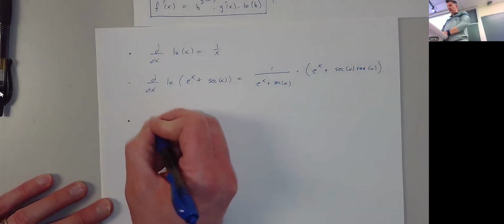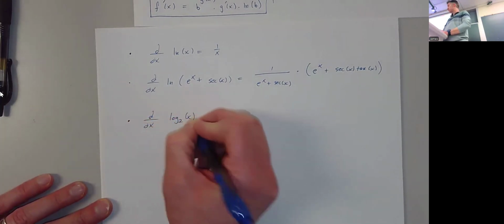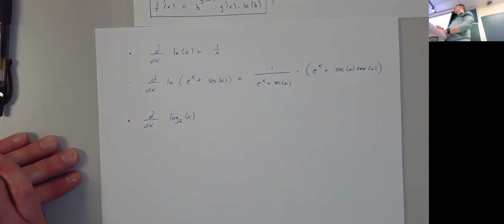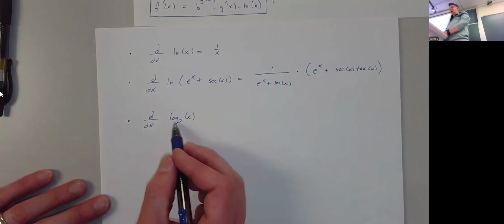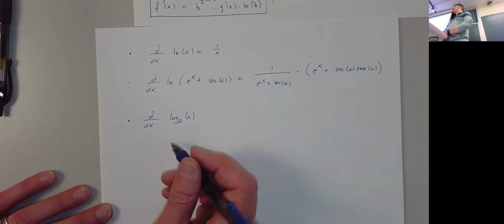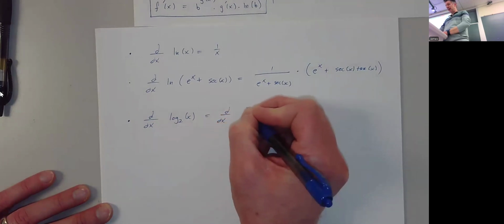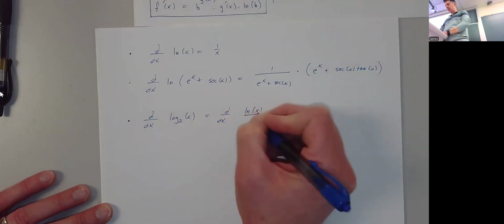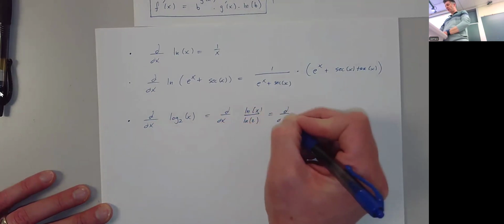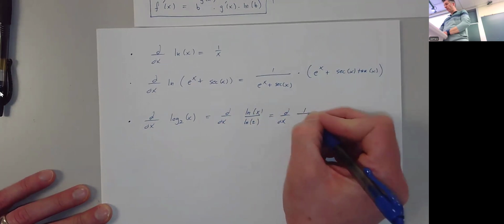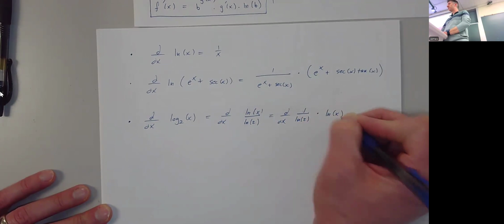So if I wanted to find the derivative of log base 2 of x, probably the easiest way to accomplish this is to use the change of base formula. When you have a log with a base you don't like, you can rewrite it as a log with any base. I'm going to write this as the derivative of the natural log of x divided by the natural log of 2. And then to make it a little bit more obvious, we're going to reimagine this as 1 over the natural log of 2 multiplied by the natural log of x.